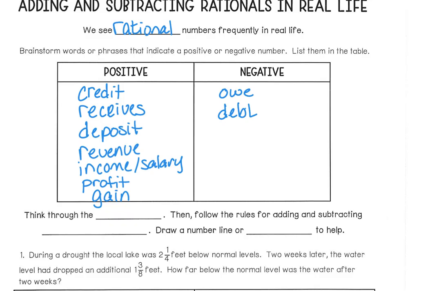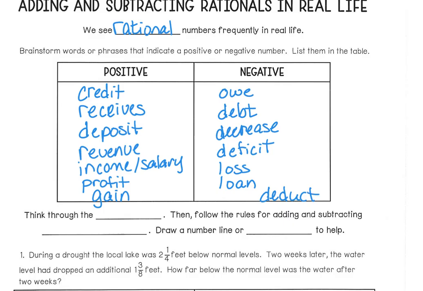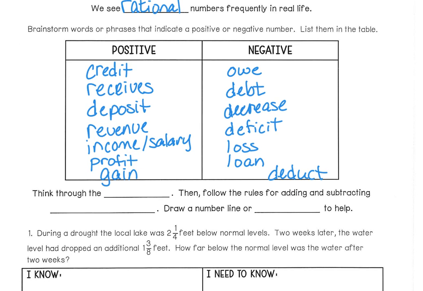Negative, big one, owe, and I use this a lot when you owe money. Debt, when you're in debt, you still owe money. Decrease. Increase can be on the positive side. I kind of assumed you guys know that one. Deficit means negative. A loss, like a loss of yards if you're talking about sports. Loan. And deduct or deduction. Those are all negative.